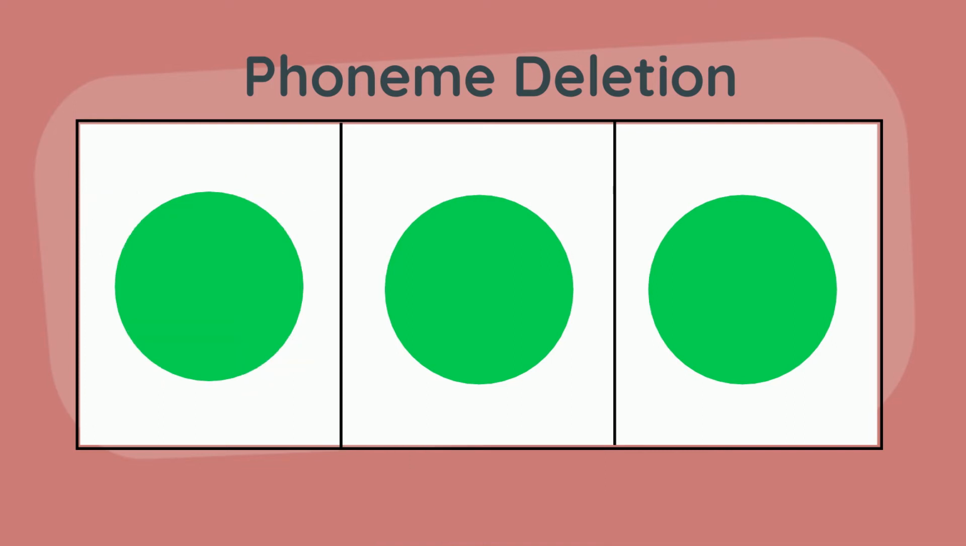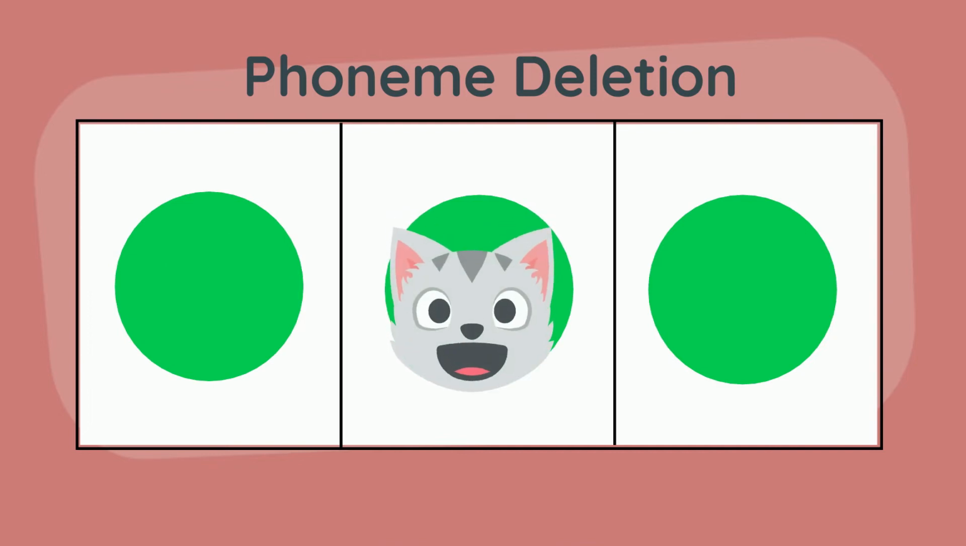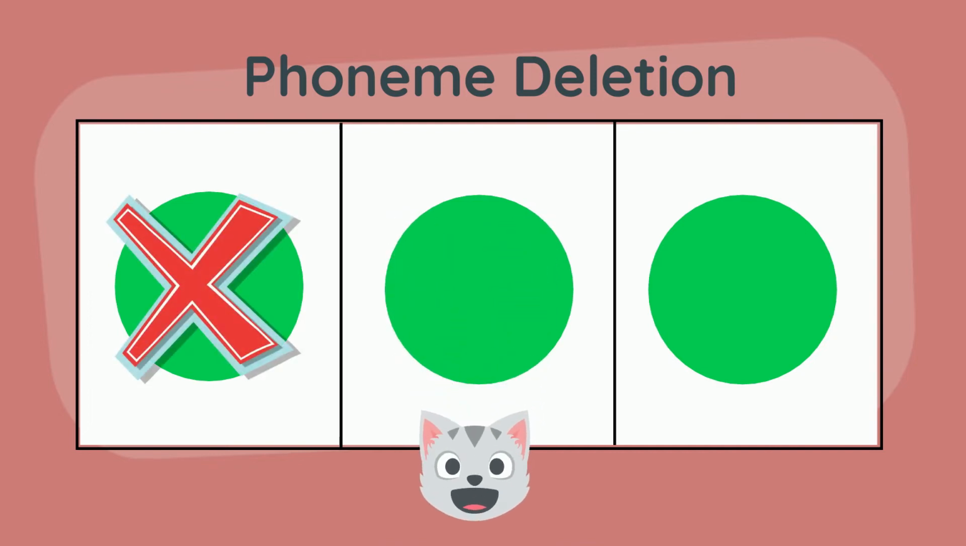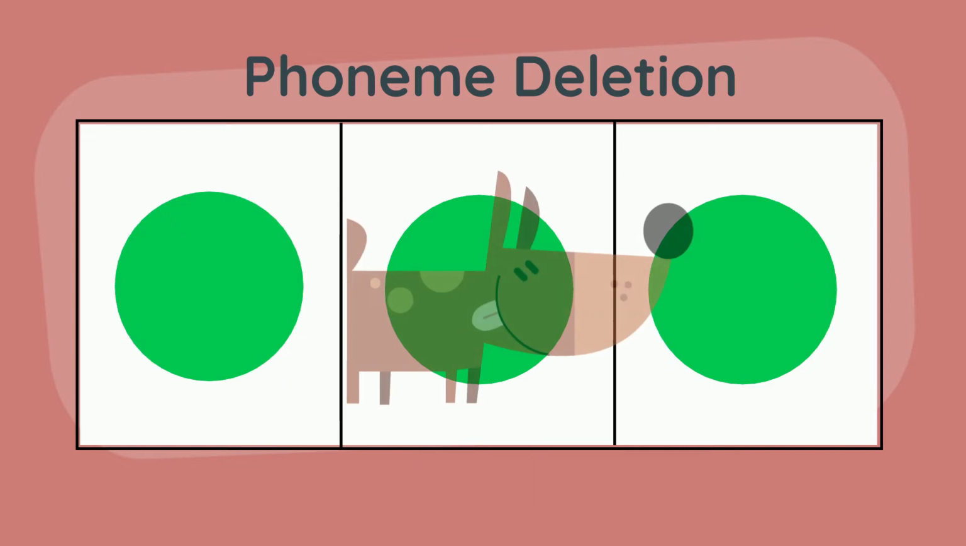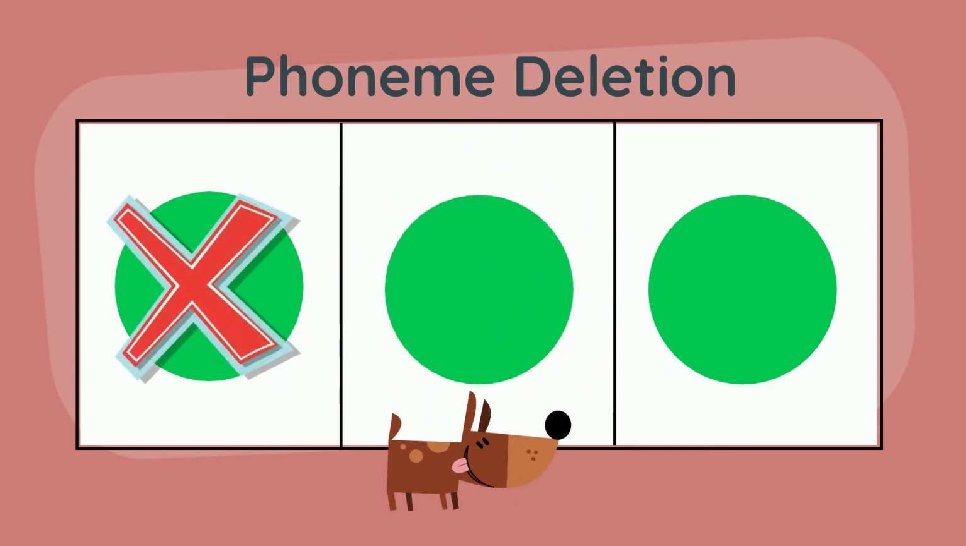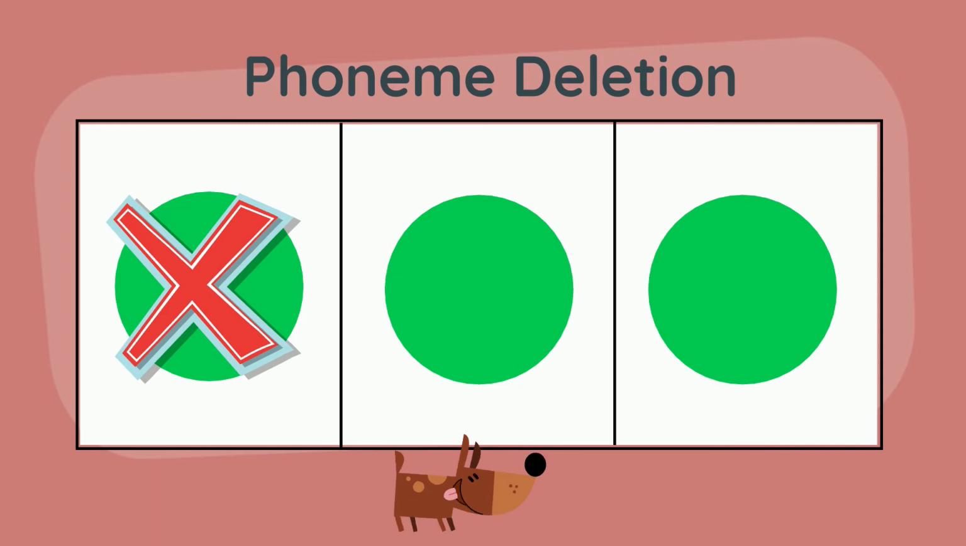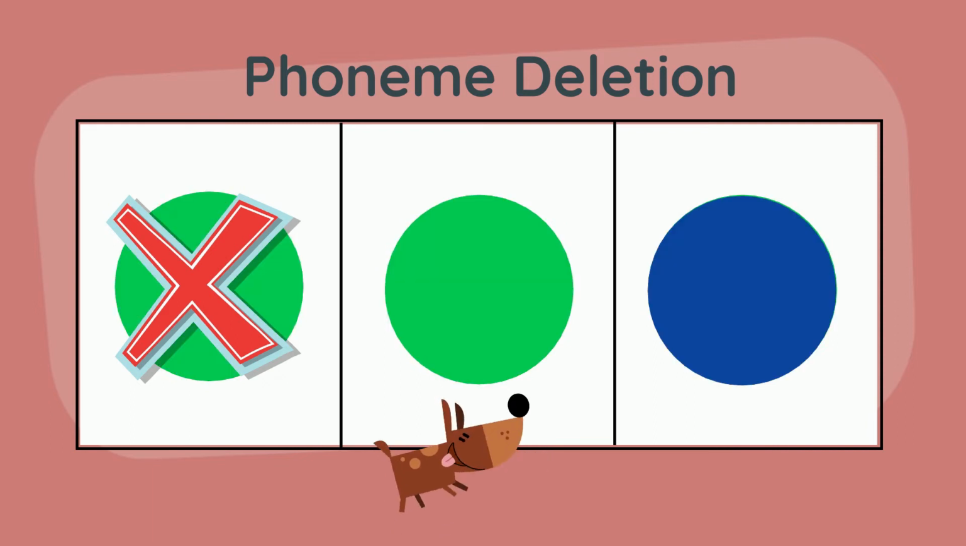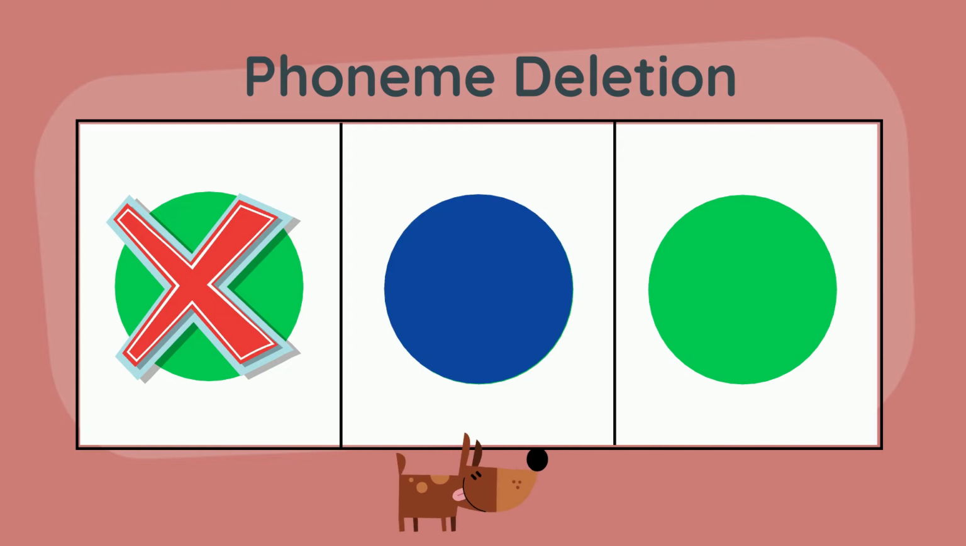Say cat without the K. At. Blend it. At. The word cat without k is at. Say dog without the d. Og. Og. Og. Dog without d is og.